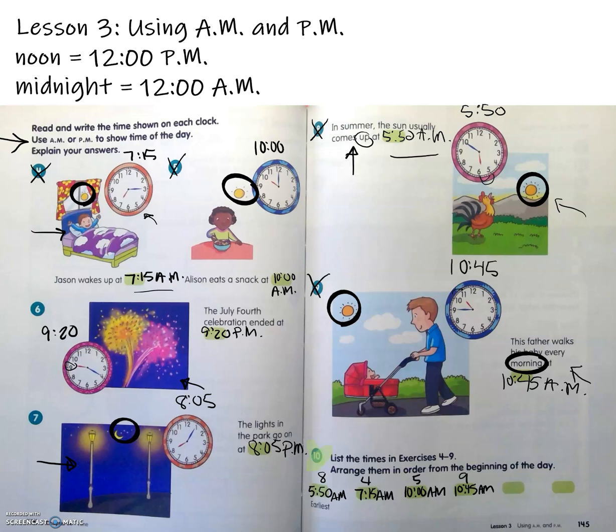And now I would be going to the PM. I only have 2 PMs left. I have 8:05 p.m. and 9:20 p.m. 8:05 comes before 9:20. So 8:05 p.m., which would be number 7, and then 9:20 p.m., which would be number 6. And I officially put things in order by time.